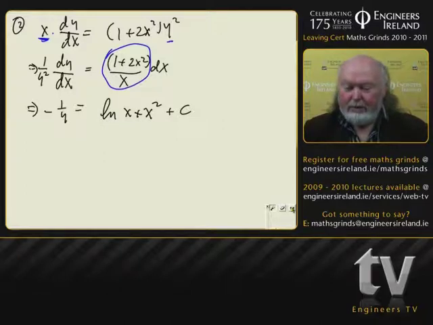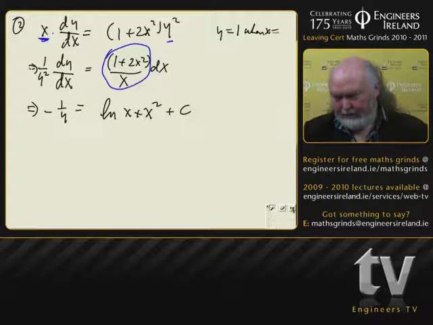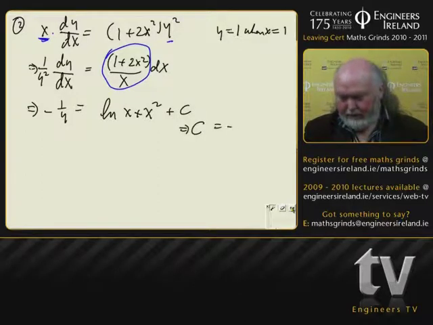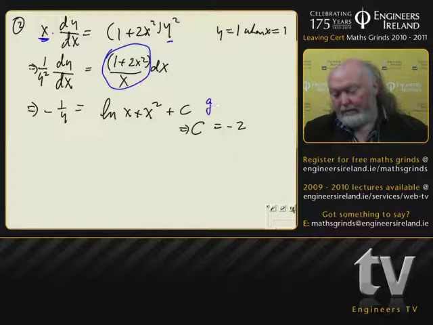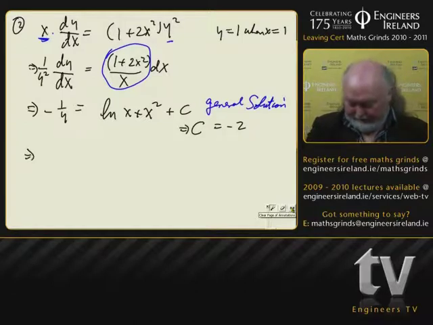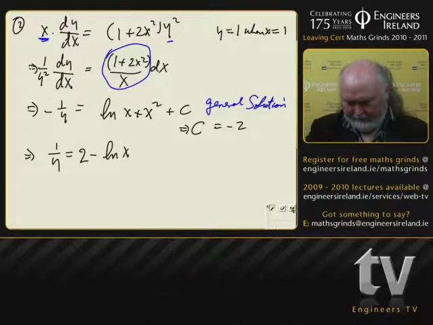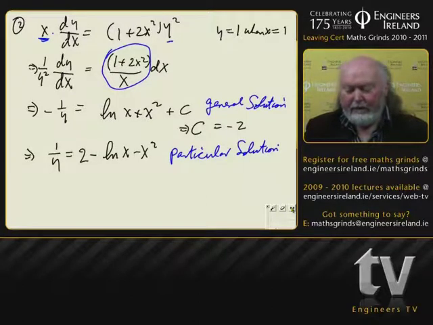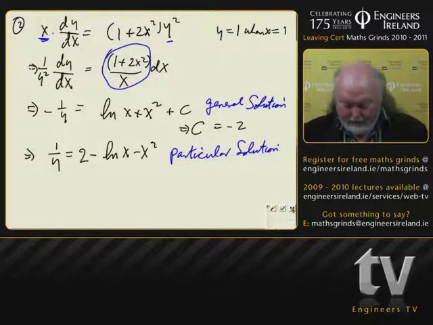Now, if we were told y equals 1 when x is equal to 1, we will then find that implies c is equal to minus 2. So we've got our general solution here. And we can say that implies, and you might call it specific solution. I prefer the word specific, but I think for the leaving cert, particular is the one that you're dealing with.